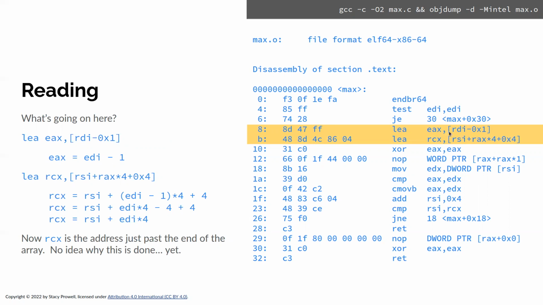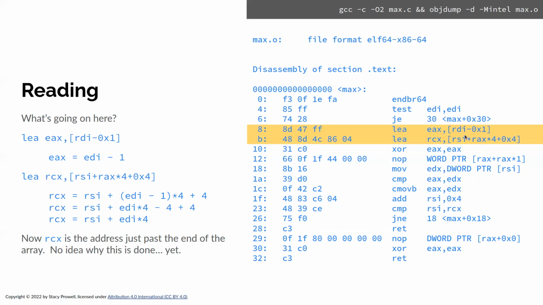RDI is the count. RSI is the pointer to our array. So this loads the count minus 1 into EAX. Okay, we didn't do that, but sure. And then this takes RSI, adds RAX times 4, and then adds 4.